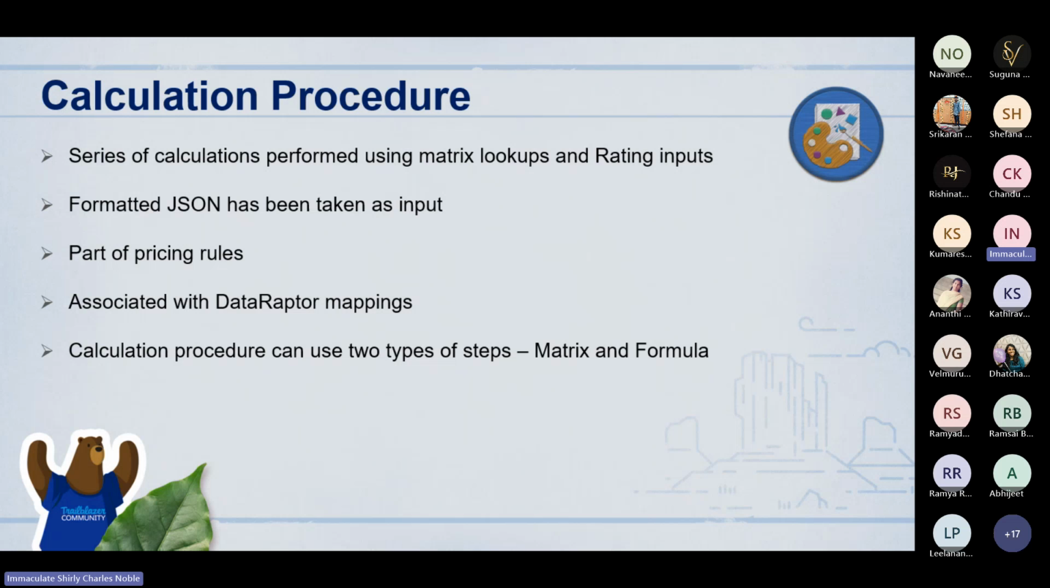And also when you see this calculation procedure, it will ask us to choose two types of steps. One, you can either choose matrix or you can use the formula. Formula is nothing but a simple formula, whether you are going to do a sum of two variables or differentiate or multiplication. So anything that comes under the formula. If you have any complex calculation needs, we can make use of the matrix.